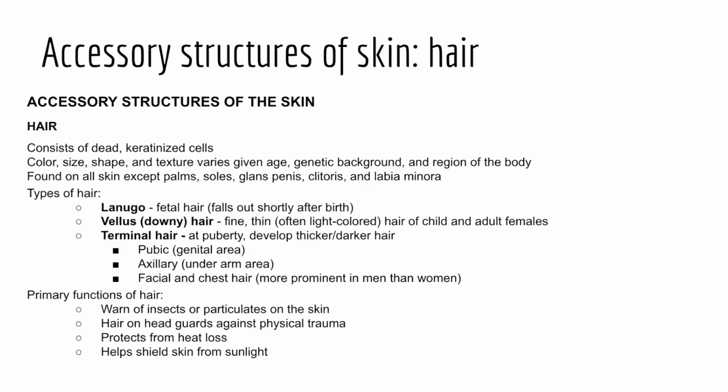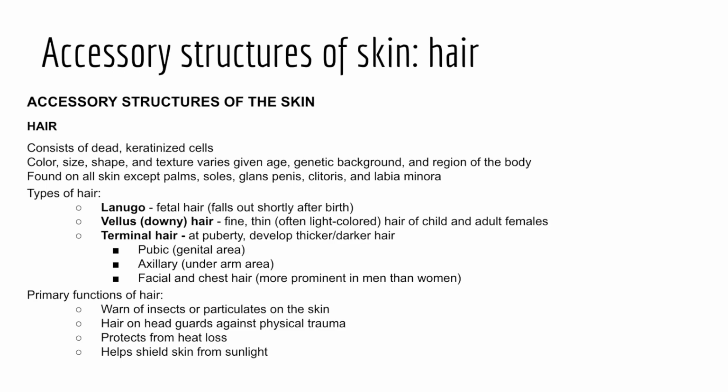At different parts of our lives, we might end up seeing one of three types of hair on our body. So we say that there are three types of hair found here. First, we have lanugo, which is referred to as fetal hair, and this is hair that a baby is born with, but it falls out shortly after birth. From there, we develop downy hair, sometimes referred to as vellus hair. This is a thin, fine hair that grows on most of the body of the child, as well as we see in adult females. And finally, we have terminal hair.